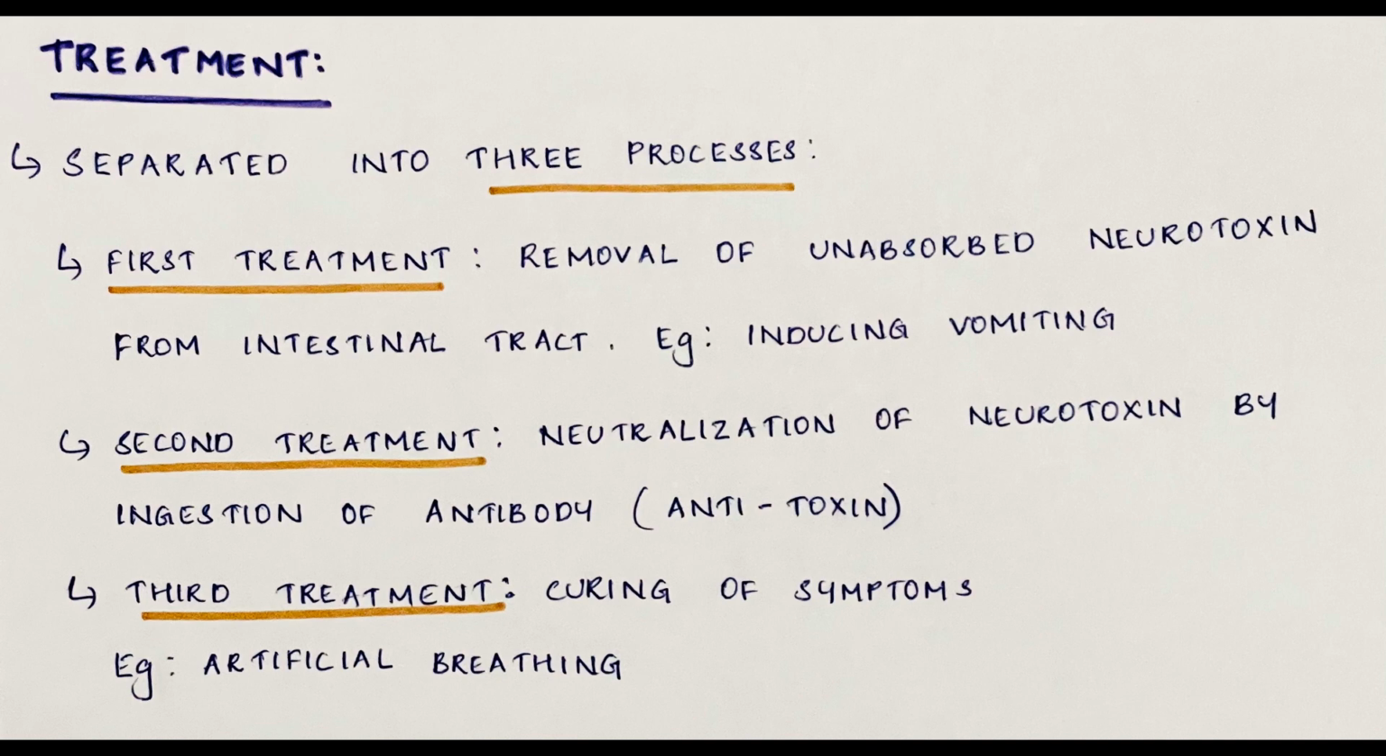Treatment of botulism can be separated into 3 processes. First treatment is removal of unabsorbed neurotoxin from the intestinal tract, for example by inducing vomiting. Second treatment involves neutralization of neurotoxin by ingestion of antibody, that is anti-toxin. It is the only successful treatment of botulism. Third treatment involves curing of symptoms, for example by artificial breathing.